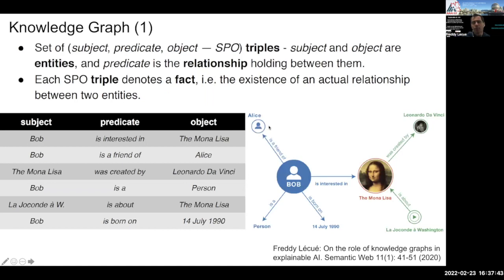Before I move a bit deeper into the approach, just a few elements. Because I'm advocating for a knowledge graph to be used in the context of explainable machine learning.